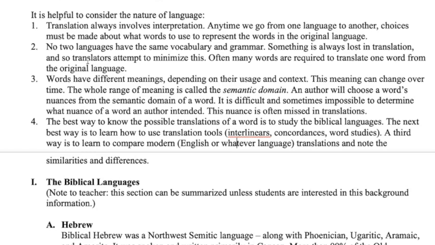Number four, the best way to know the possible translations of a word is to study the biblical languages. So you take time, you study the Hebrew and Greek. Aramaic's pretty minor, so most people don't spend time on that. But Hebrew and Greek, you take the time. I've studied Hebrew and Greek for many years. I'm much better at Hebrew because I work with that every day when I do my devotions. Greek's kind of rusty, but it takes a lot of effort and a lot of time.